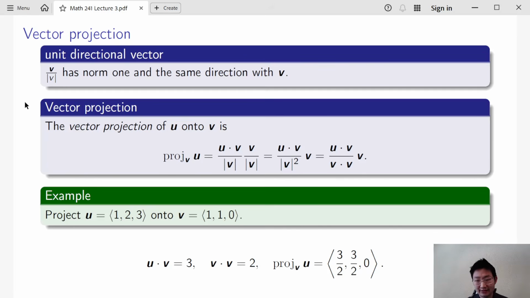And the vector projection is equal to the quotient, which is 3 over 2, times v, which is (1, 1, 0). And the multiplication is a scalar multiplication. It's (3 over 2, 3 over 2, 0).